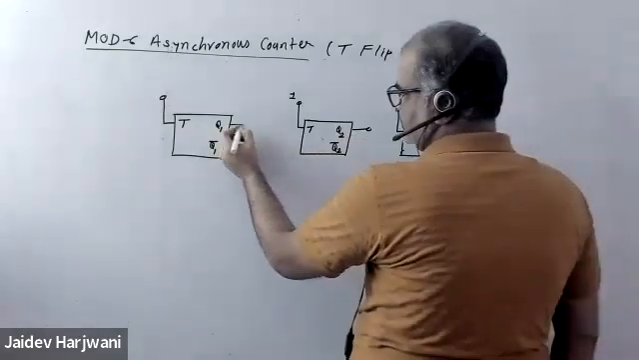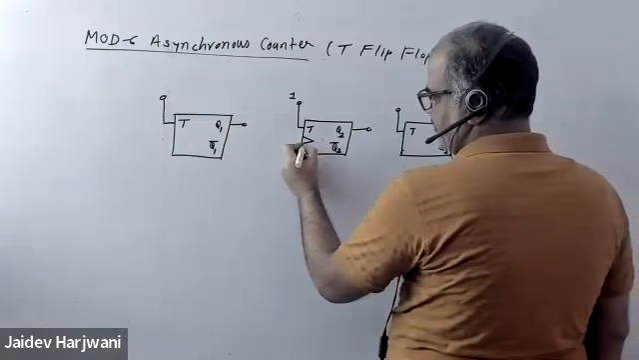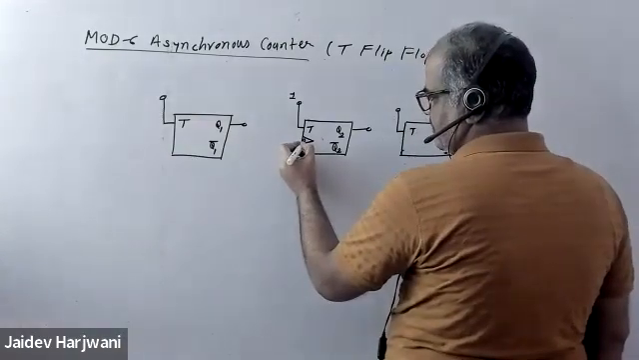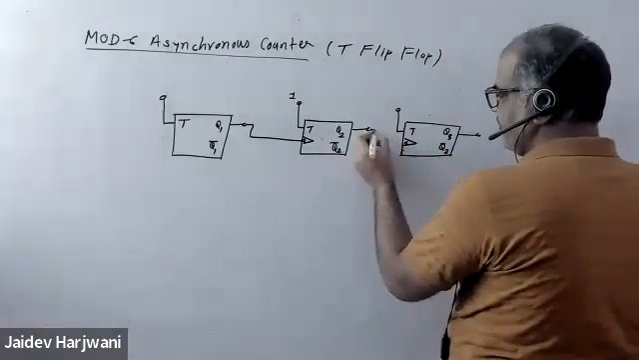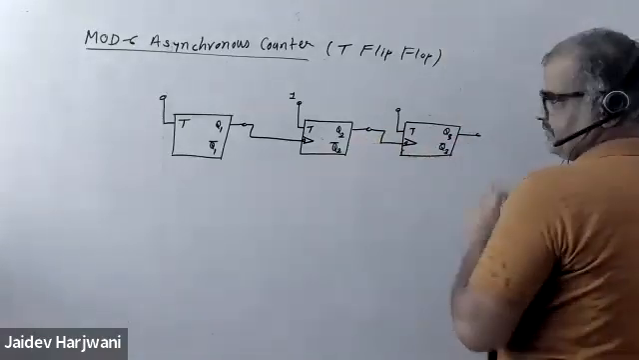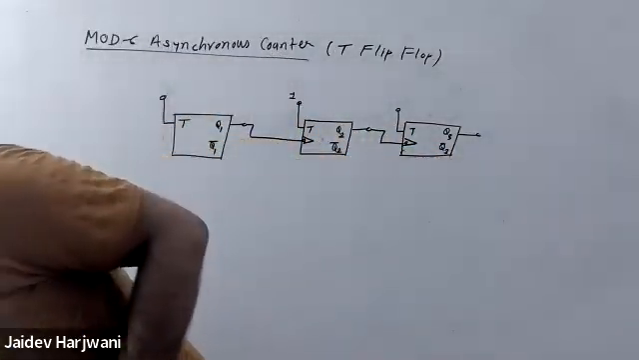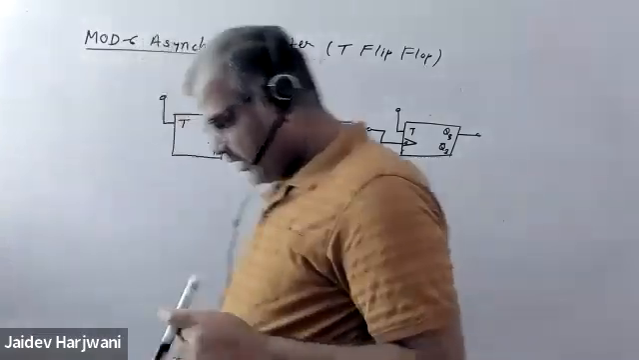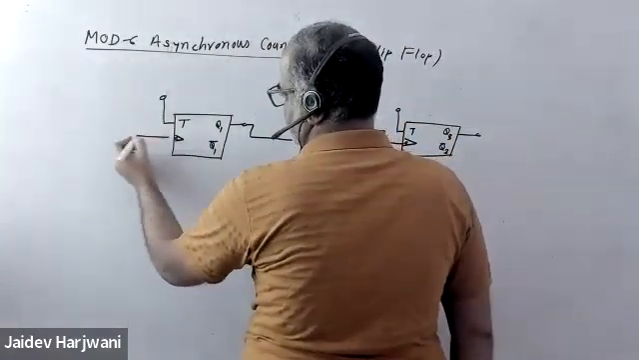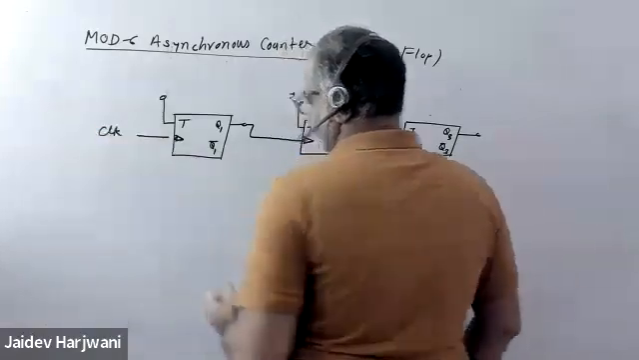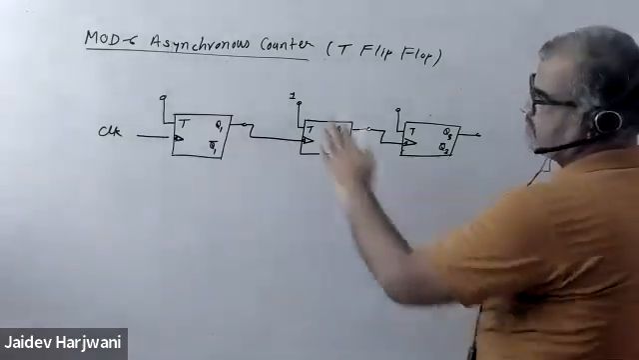Now since this is an asynchronous counter, say this is your negative triggering counter, so the output of one becomes the clock for the other. So this is basically your ripple counter. Now what I want to do is, you're giving clock here. So this counter has a total of 6 states.